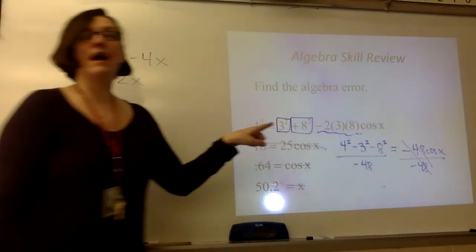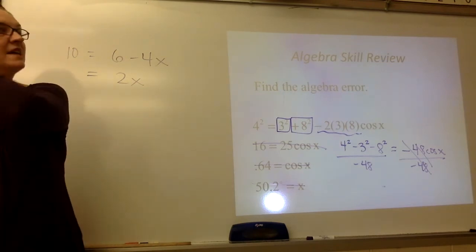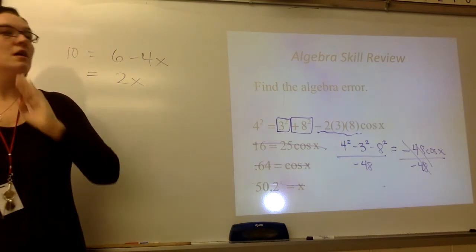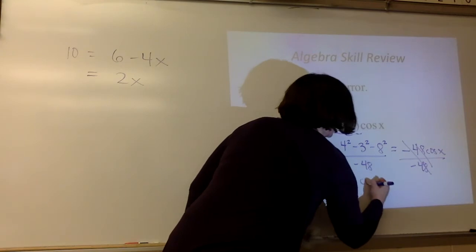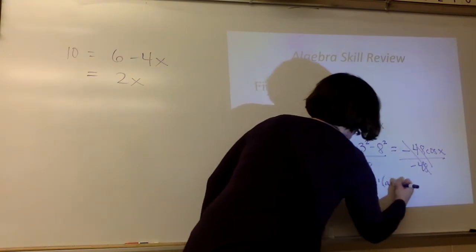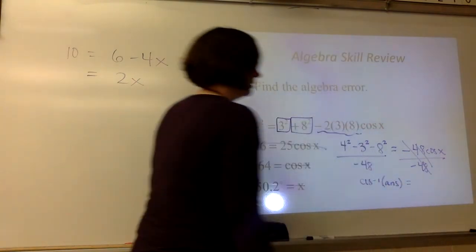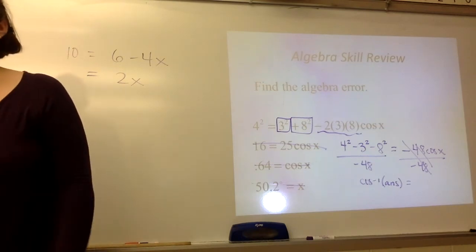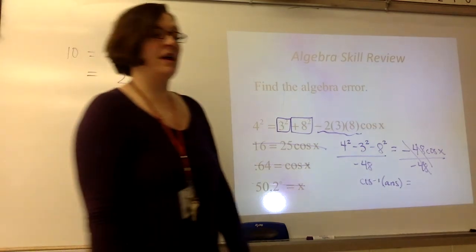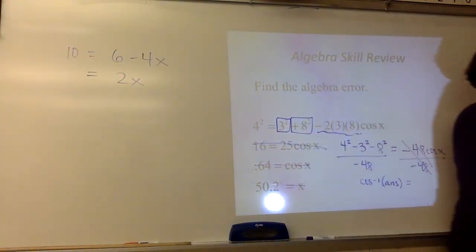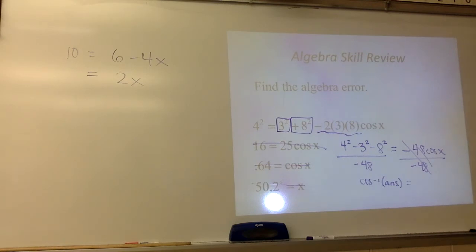So put all that in your calculator and figure out what the decimal is. And then I'm going to use cosine inverse of the answer of whatever you get from that. What do you get for your final answer?